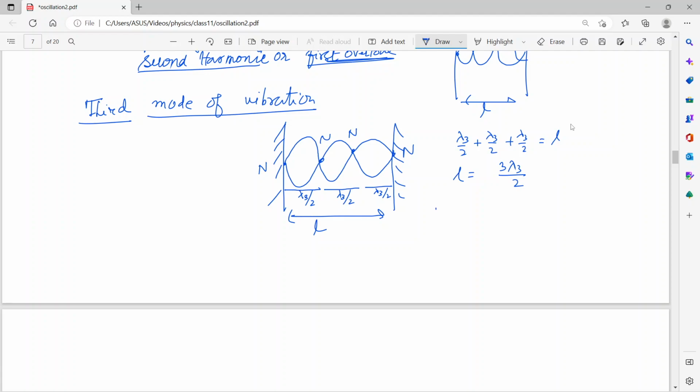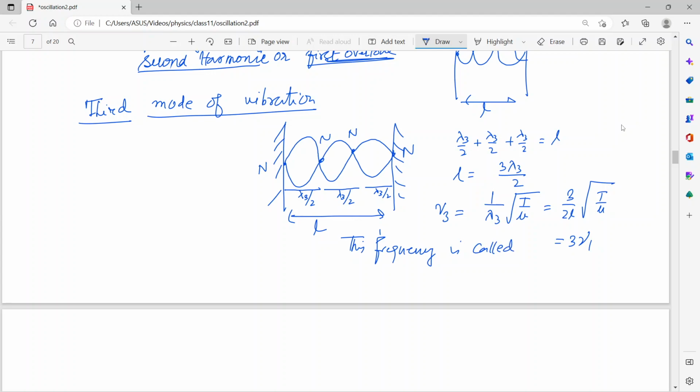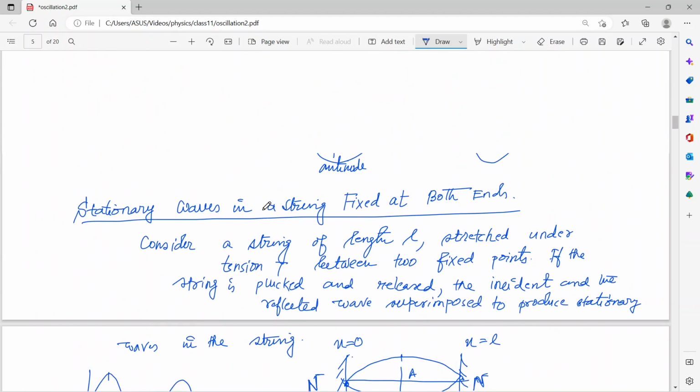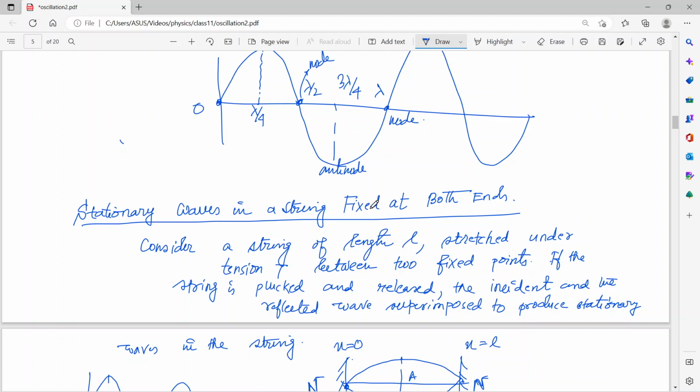And then if we want to find the frequency, this is 1 by lambda 3 root of T by mu. If you put this value, in place of lambda 3 I can place 2L by 3, so this is 3 by 2L root of T by mu, and this is nothing but 3 times frequency 1. And this frequency is called the third harmonic, or second overtone, right? So generally we got that. This is what I was dealing with, the stationary waves in a string fixed at both ends.